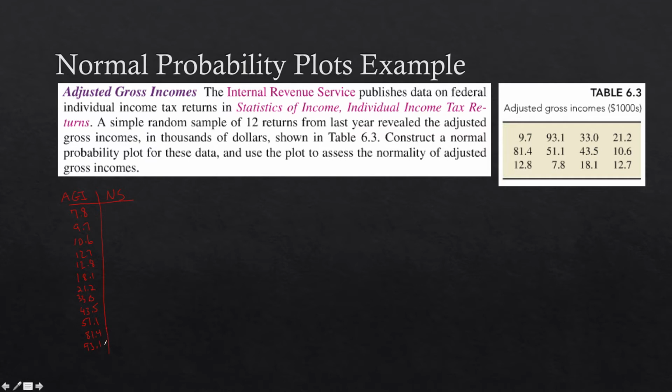Alright, so once you get them in order, count how many you have. 1, 2, 3, 4, 5, 6, 7, 8, 9, 10, 11, 12. So there are 12 here, and we're going to say that that is N. Now, here's what I need you to do. Turn to Appendix A in the back of your book.